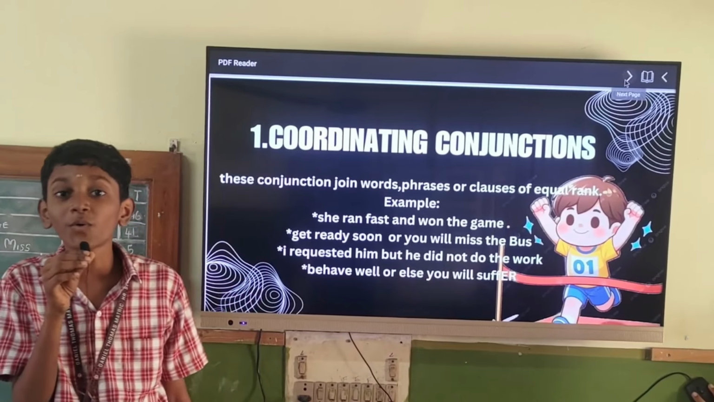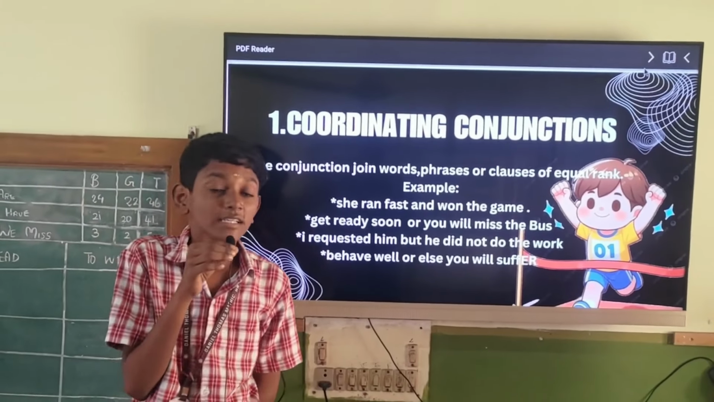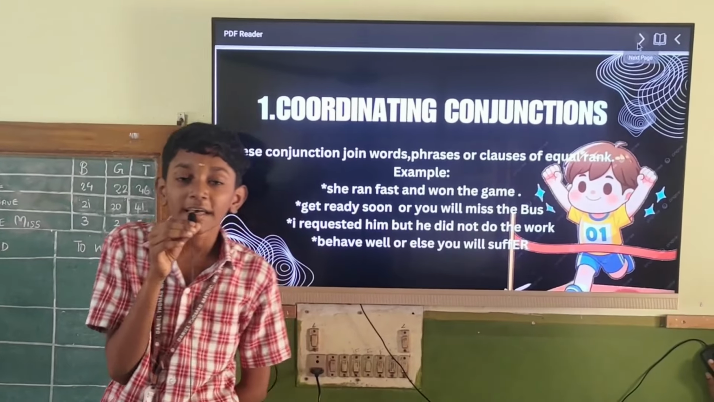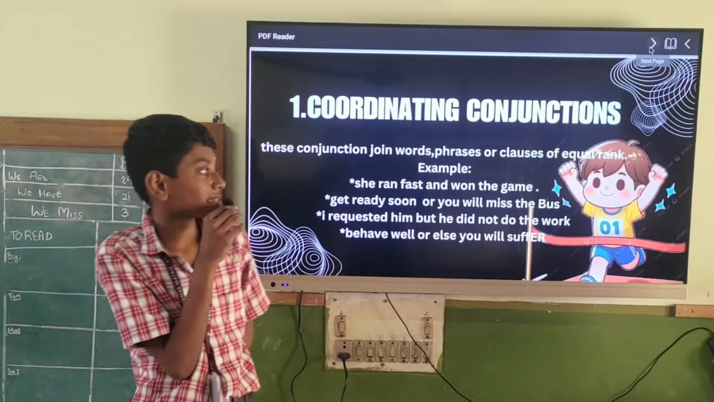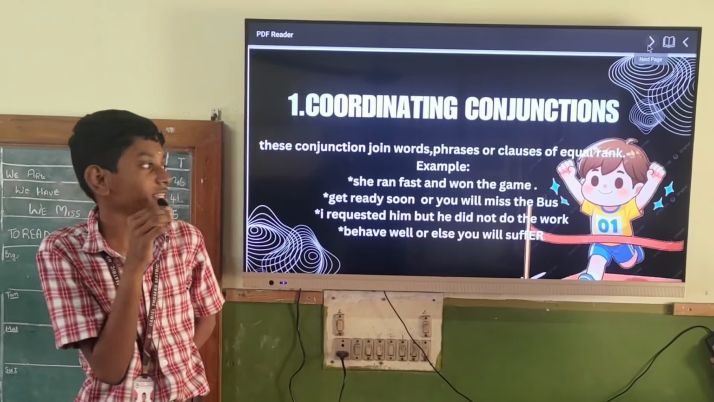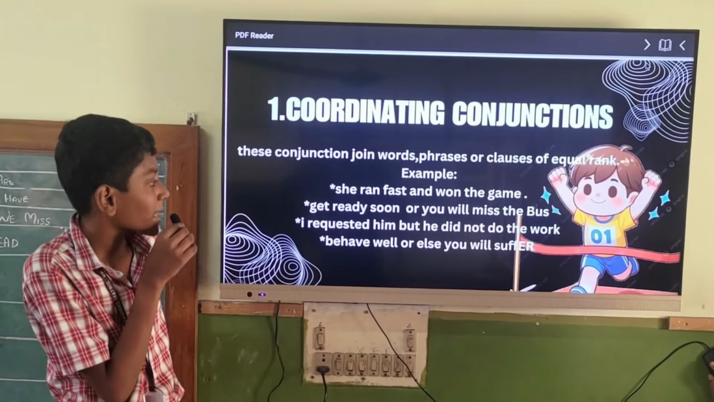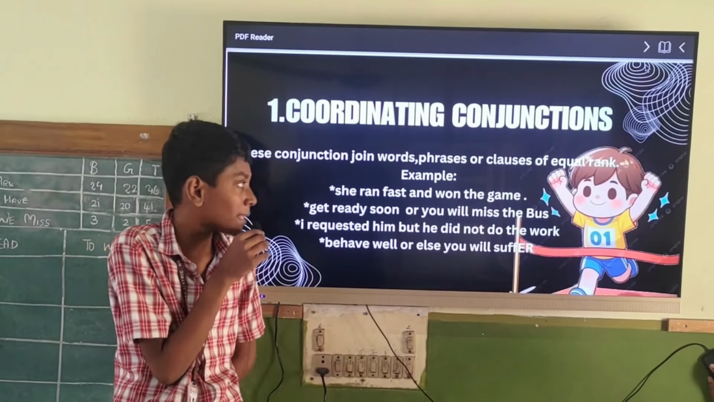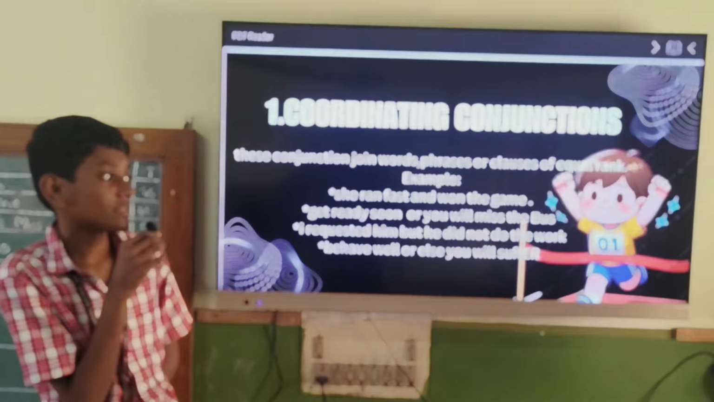Coordinating conjunctions link two or more words, clauses, phrases or sentences of equal importance. Some common coordinating conjunctions are for, and, but, or, etc. Some examples: She ran first and won the game. "And" is a coordinating conjunction. Get ready soon or you will miss the bus. "Or" is a coordinating conjunction.